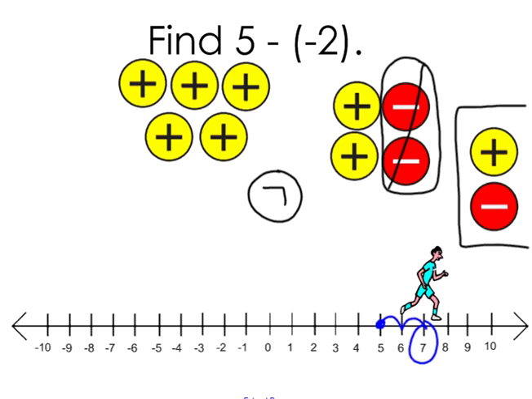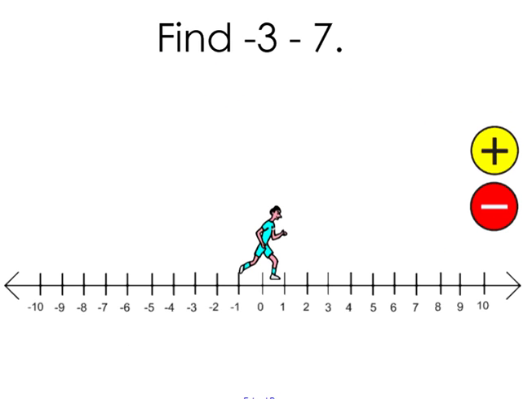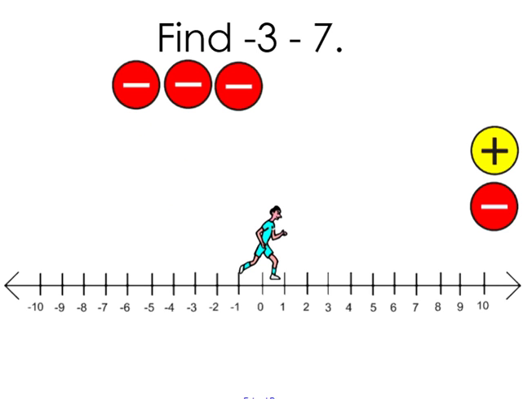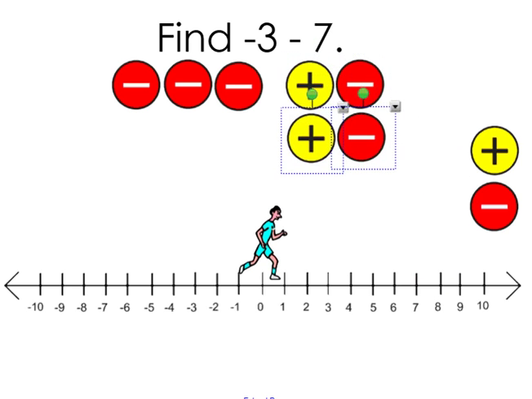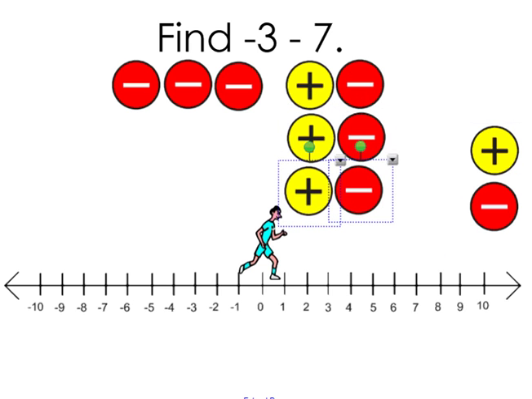Okay, so both ways we end up with positive 7. All right, next example, negative 3 minus 7. So using chips, start with 3 negatives, and then it says take away 7 positives. So there's no positives right now. We're going to add in 7 zero pairs. So there's 1, there's 2, there's 3.